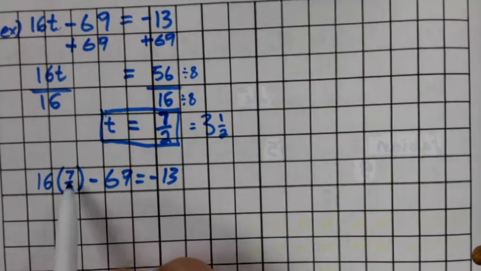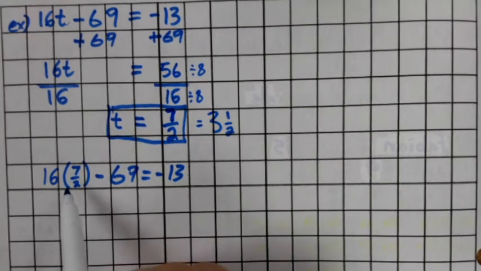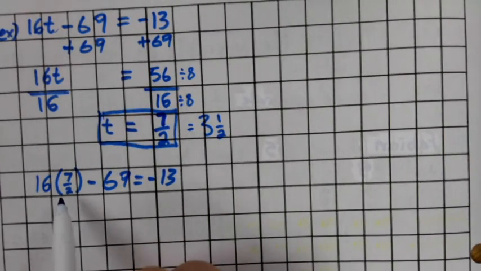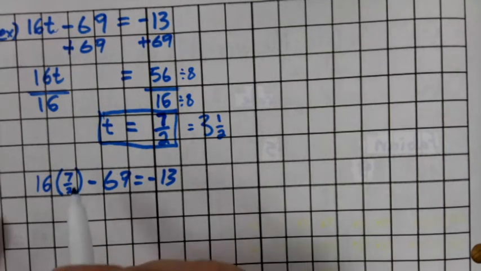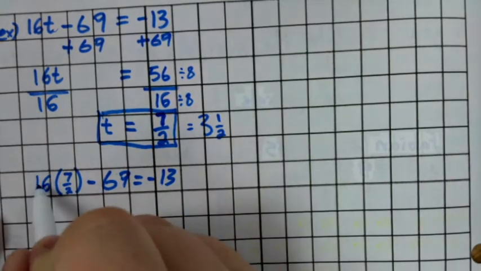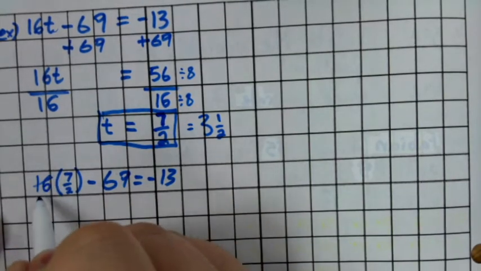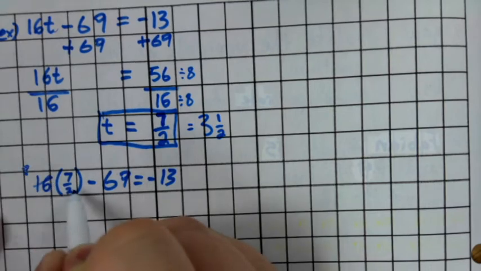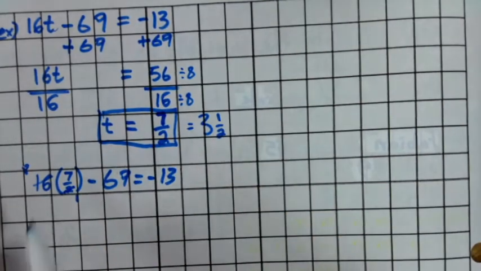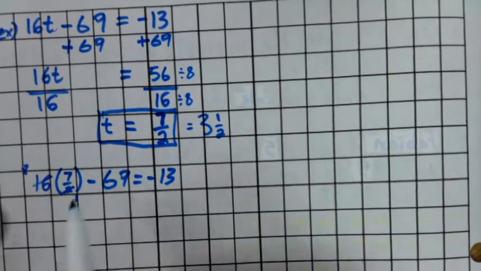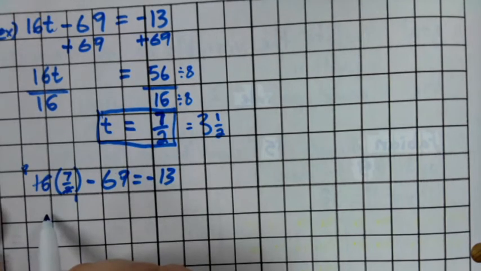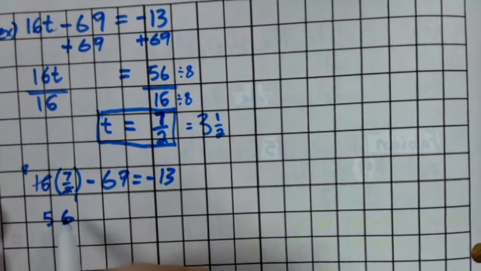16 times 7 over 2. Well, a couple ways you could do this. You could take 16 and divide it by 2, which is the method that I like to do. I'm going to take 16, divide by 2, and that becomes 8 over 1. And so then all you're left with is 8 times 7. 8 times 7 is 56.